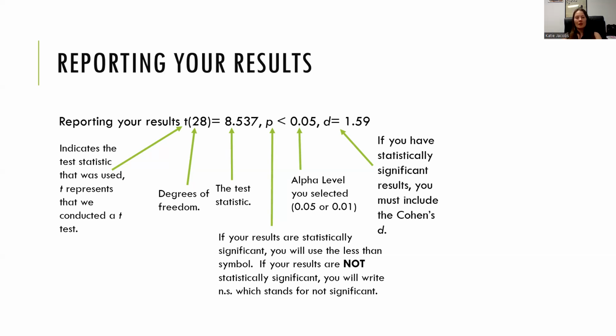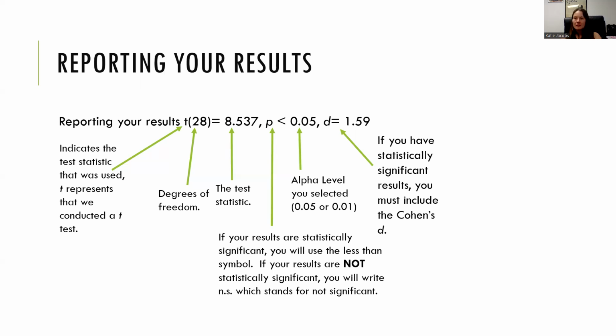So if we have our p-value, say we find that we are going to retain our null hypothesis. If we retain it, here we would put our p-value equals n.s., which stands for not significant. However, if we have significant results, then we'll put our p-value is less than our alpha level. Remembering for this class that we're always going to use 0.05 unless I tell you otherwise. But when you're out in the real world, if you're using alpha level 0.01, then you would put that there. Then we're going to put a comma.